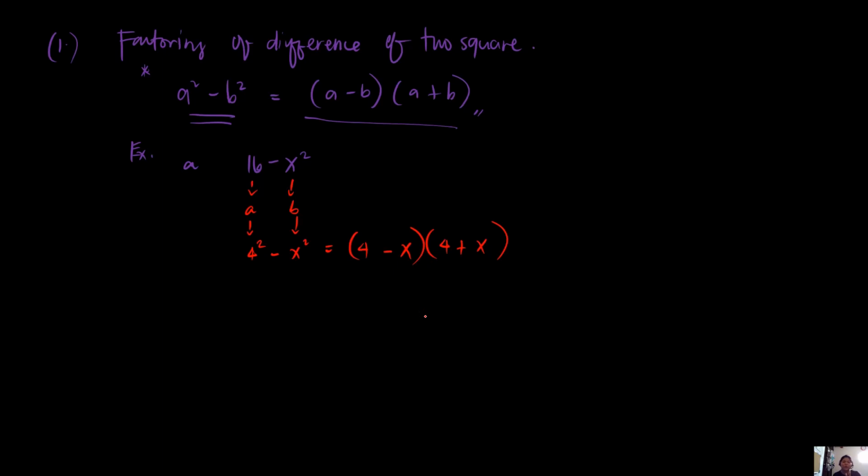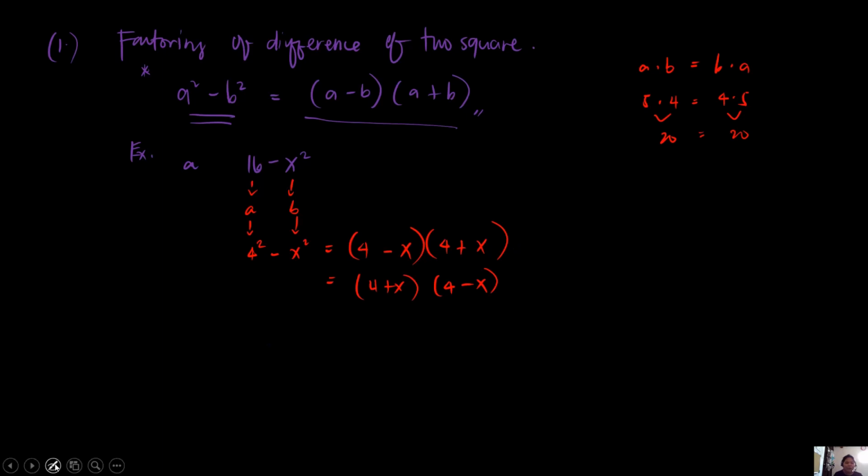Question: can we interchange the position? Yes. You can write it like this: 4 plus x, 4 minus x. It doesn't change the product. According to the commutative property, even if we interchange the position, a times b is also equal to b times a. Let's say our a here is 5, our b is 4. It doesn't change: this one is 20, the other side is still 20. So the same goes here, class.